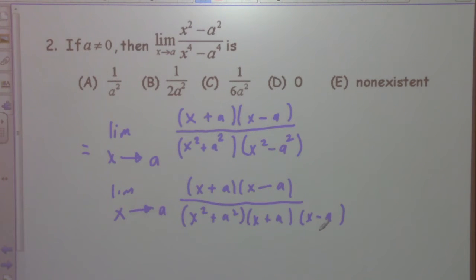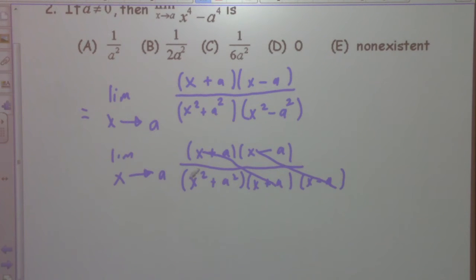And so now can we cancel some stuff? So we can cancel this, we can cancel this, right? So what do we have left? We have 1 over, right? That's what I always forget. I always forget to do the 1 over. So now we have 1 over, and we can just plug in x for a. So we're going to get a squared plus a squared. So what is that going to be? 1 over 2a squared. So that's going to be our answer.